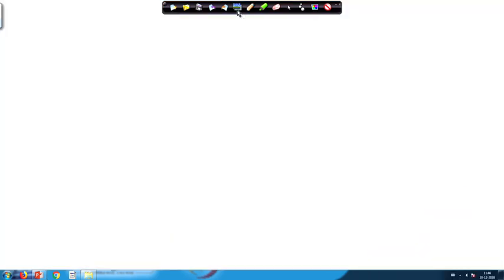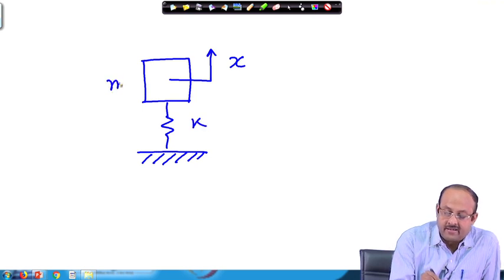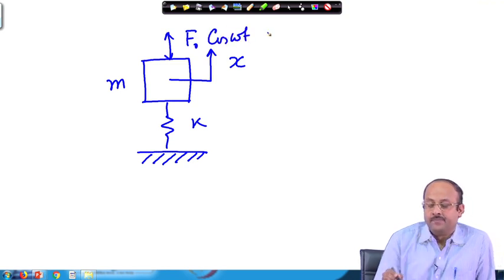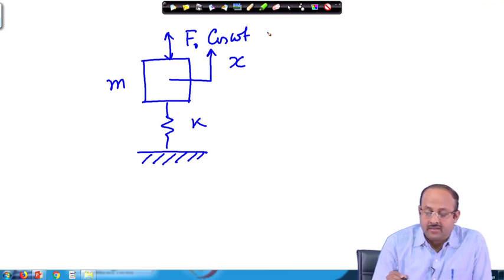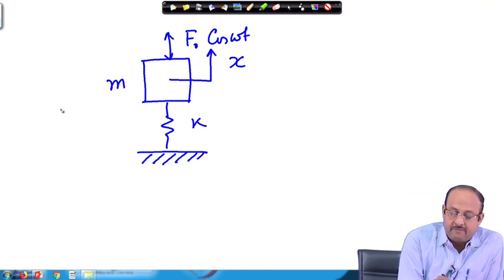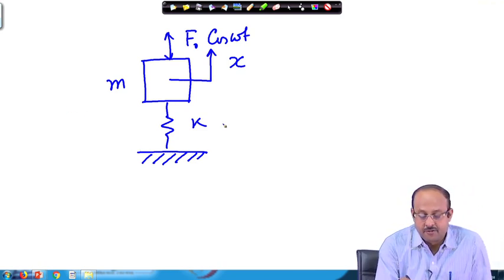So, let us first consider the force transmissibility. We have a vibrating system, and here there is the spring and the mass, and this is supposedly excited by a harmonic force F naught cosine omega t. Now, if you write down the force transmitted, what will happen is that during the vibration the spring will be deformed, and this spring deformation will transmit certain force to the ground.